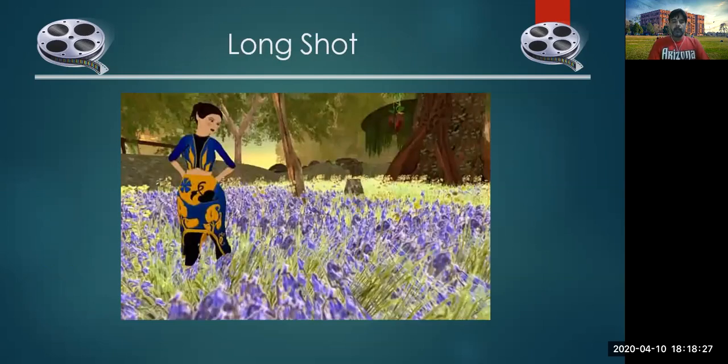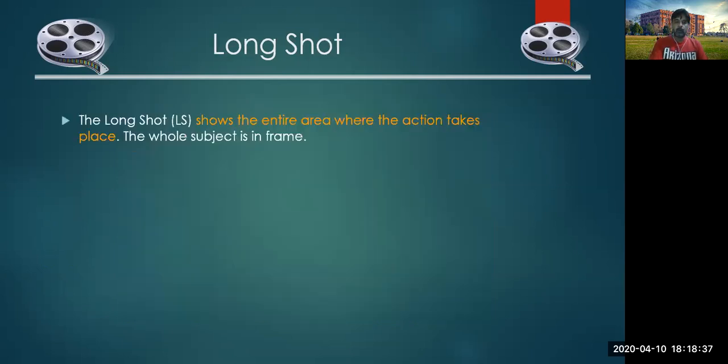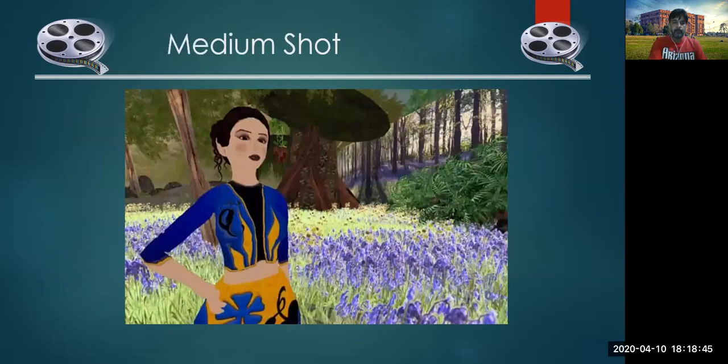Long shot. As you can see in this shot, you are covering the subject from top to bottom. That means you need to shoot your subject as a whole. So that is called long shot. And long shot shows the entire area where the action takes place. The whole subject is in frame from head to toe.